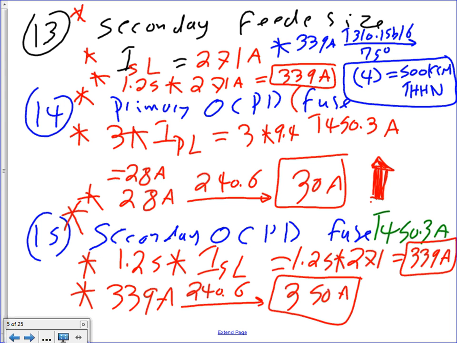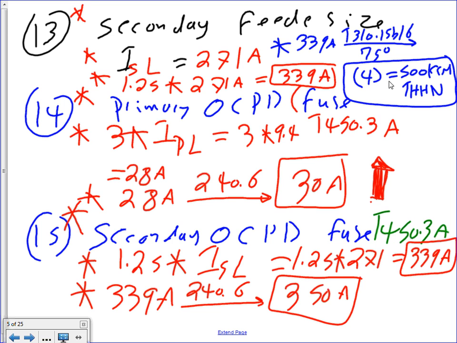I'll give you guys a break in a second here. One second, hold your horses with me. I want to do the short circuit. Any question, guys, about this? Yes, sir. For the secondary OCPD, don't you use table 450.3(B)?